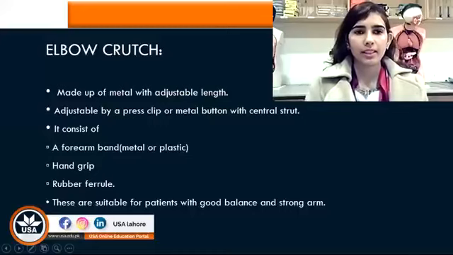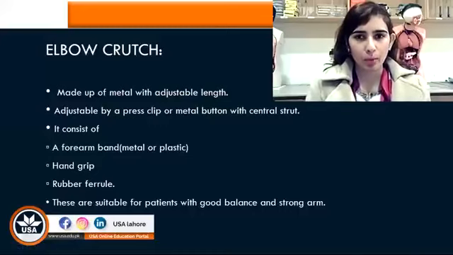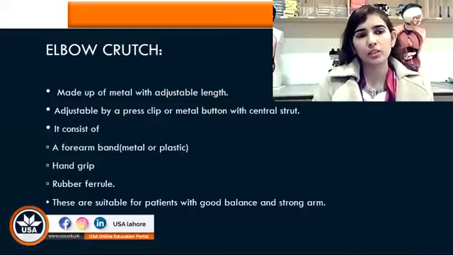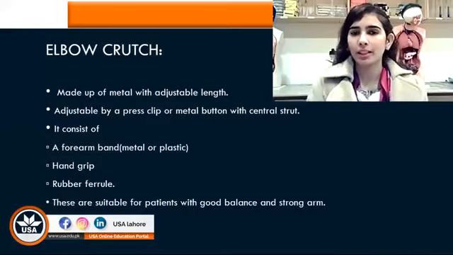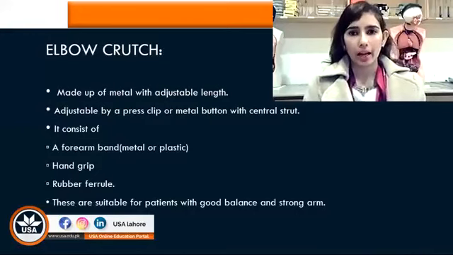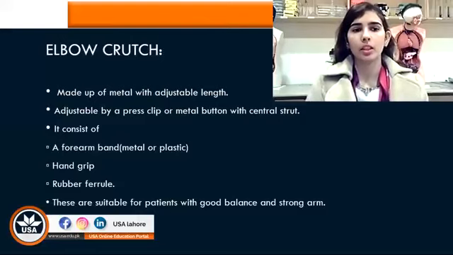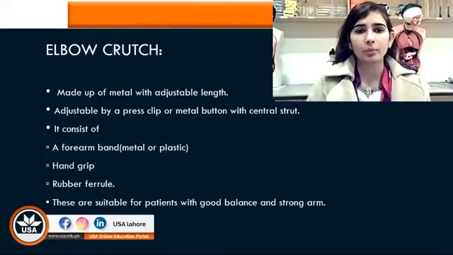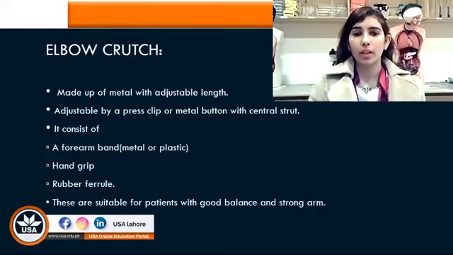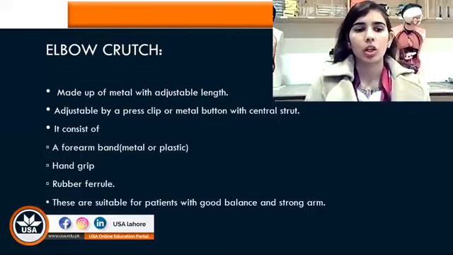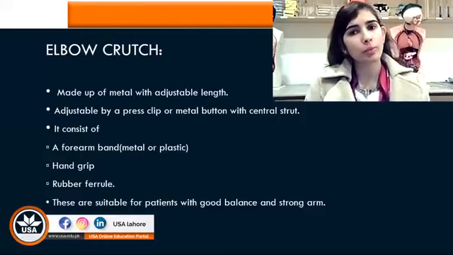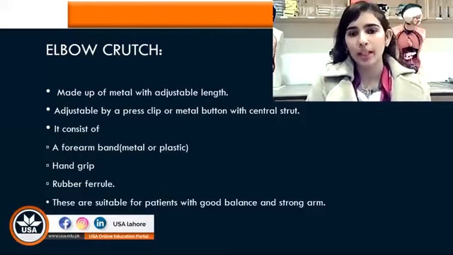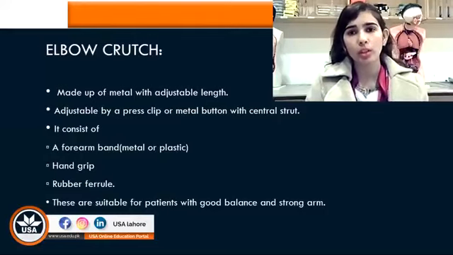So after the axillary crutch, there come the elbow crutches. What would be the elbow crutches? They are also made of metal, of adjustable length. After that, we have the forearm band, which is made of metal or plastic. There is also a hand grip and a rubber ferrule, as in the axillary crutch. So these are suitable for patients whose balance is a little more stable and good, and for those with stronger arms.